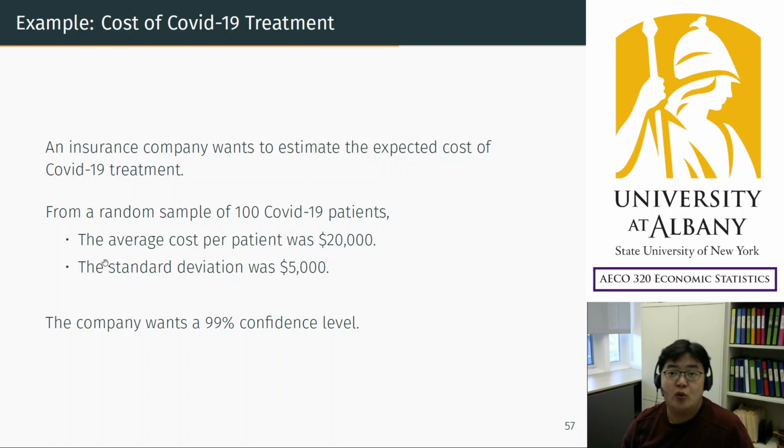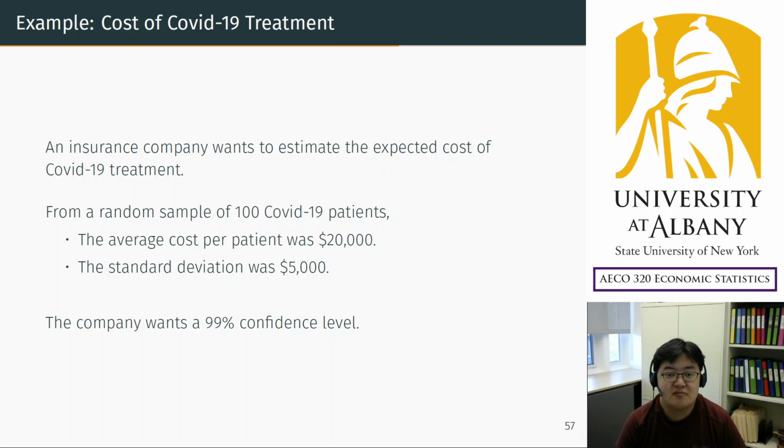Okay, we learned how to calculate the confidence interval in the previous video. We only needed to calculate 4 components, and so here we are going to apply that result to a numerical example. So let's consider that an insurance company wants to estimate the expected cost of COVID treatment. Of course, the numbers are hypothetical, all made up.